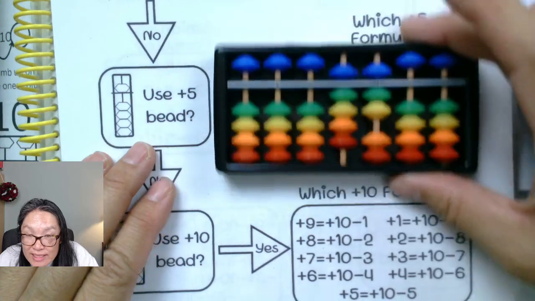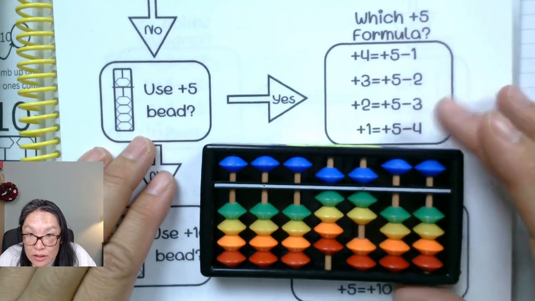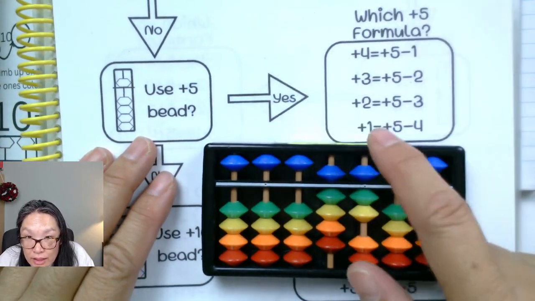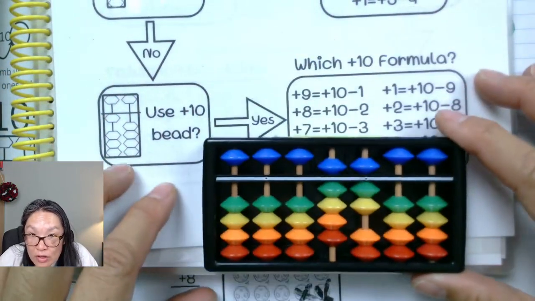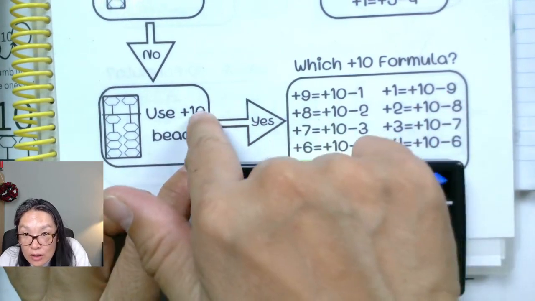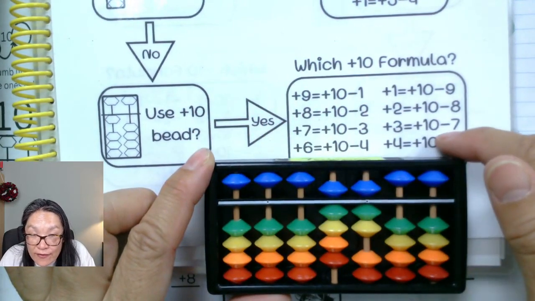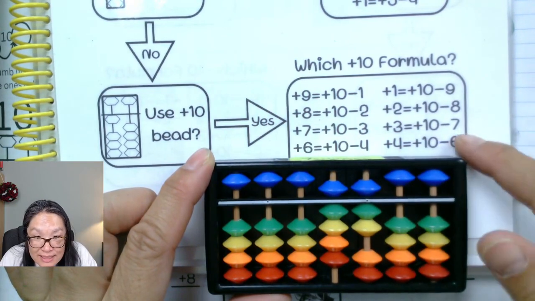Is there enough beads to add the 5? Can we add the 5? No, we can't. So we have to go one more over. Plus the 4 is equal to plus the 5, plus the 10 minus the 6.